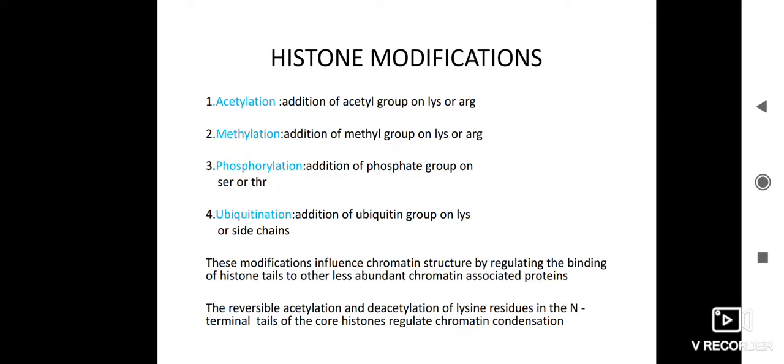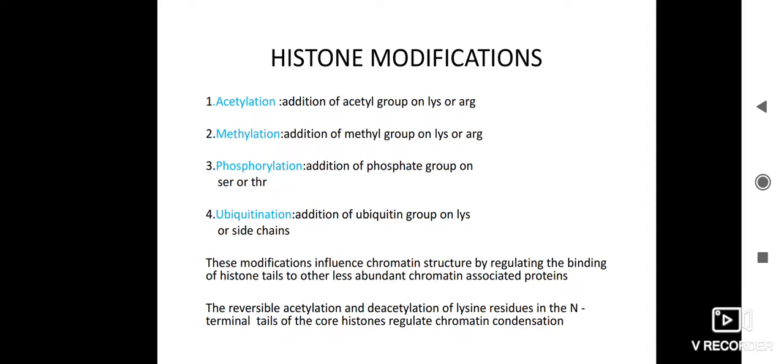And next, histone modification. Acetylation, methylation, phosphorylation, and ubiquitination are four types of histone modifications. First, acetylation. Acetylation means addition of an acetyl group on lysine or arginine.